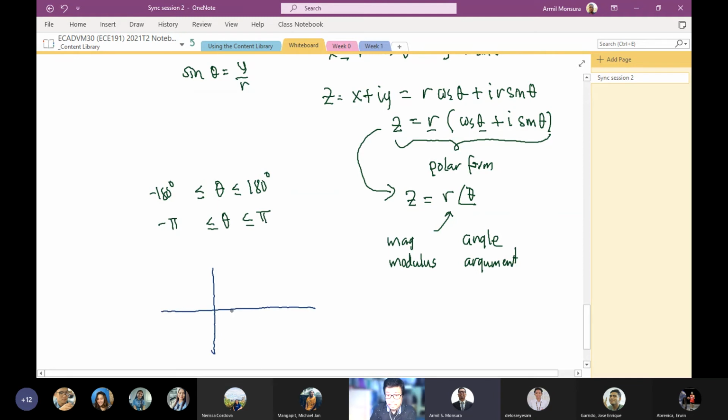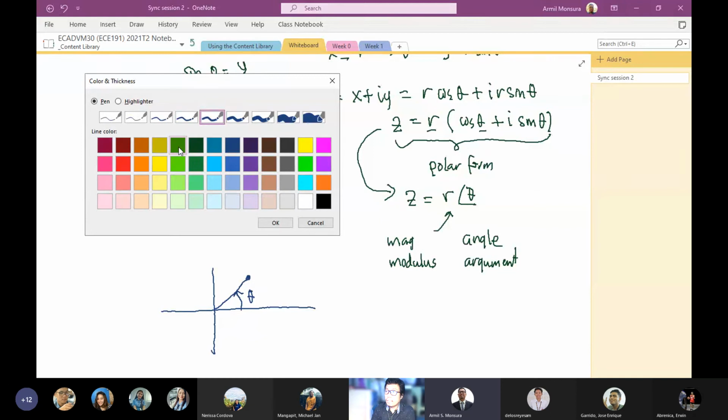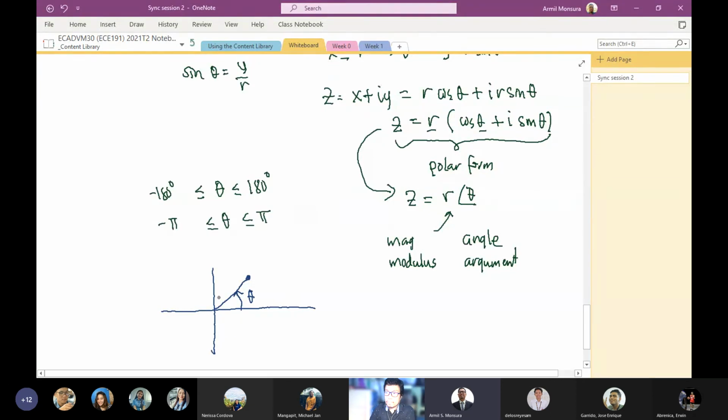So which means, if your number is on the first quadrant, this would be your theta. Is that clear? If your number is on the second quadrant, this should be your theta. Is this clear?